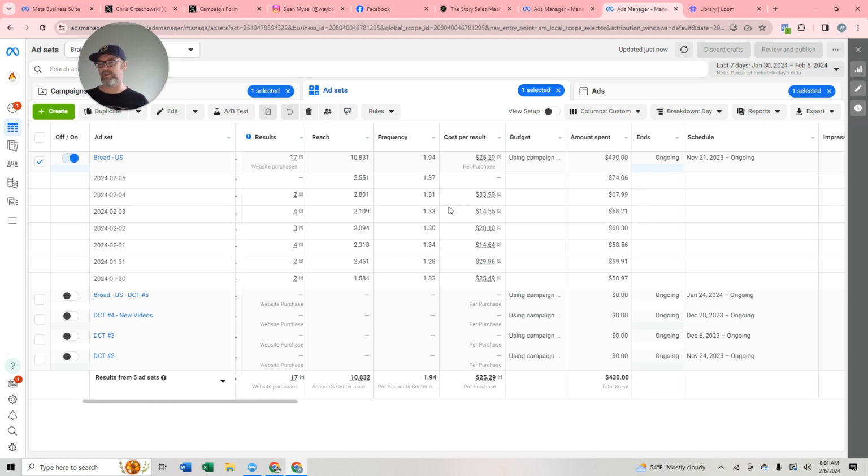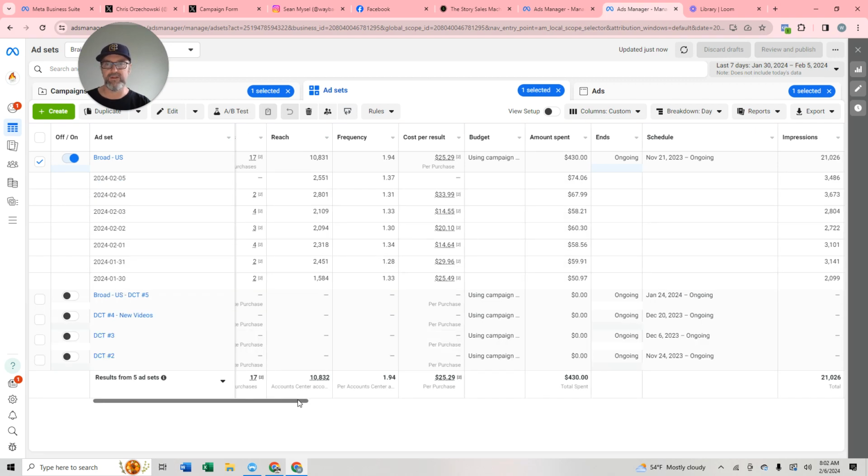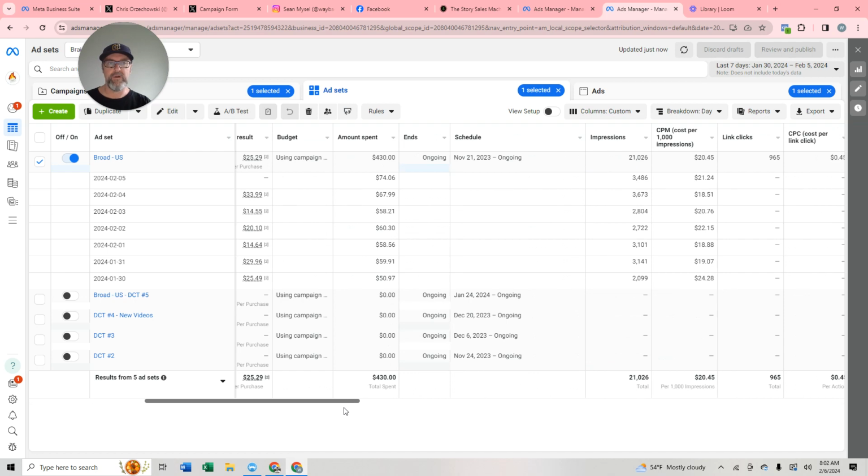And here's the thing: the frequency aspect of this is more about just understanding how many people are seeing your ads on a daily basis. So 1.3 people are seeing your ad every day. Whereas if it's 1.09, it's basically just one person is seeing your ad on a daily basis and not seeing it over and over again.